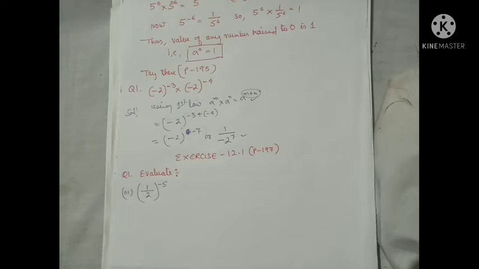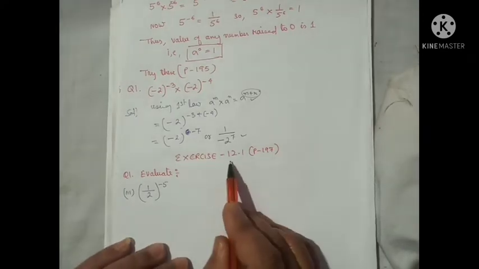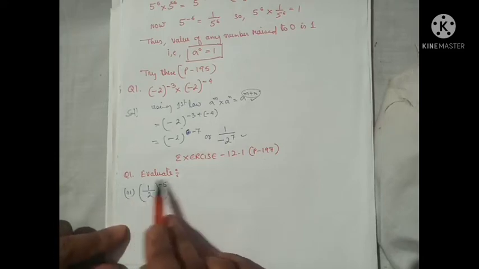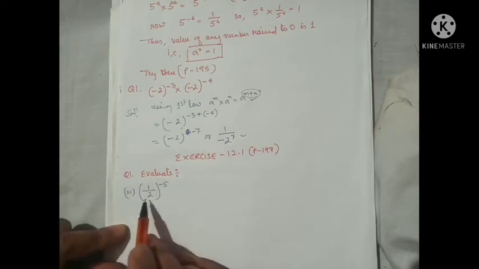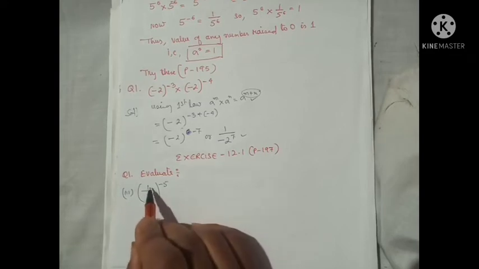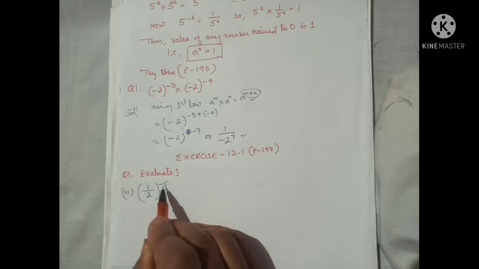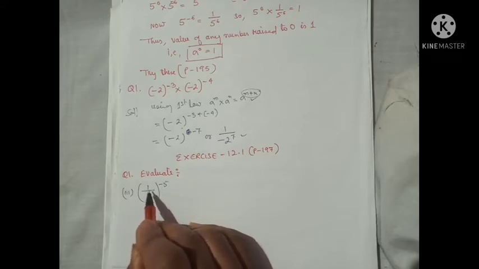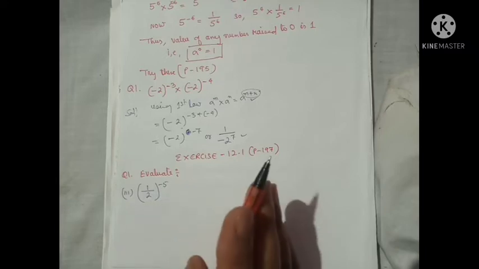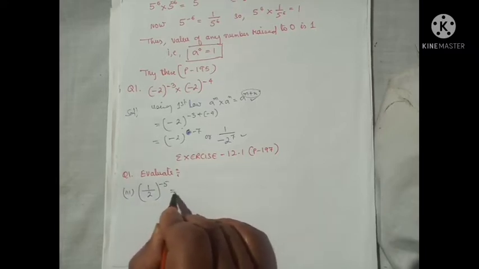Next, let's start Exercise 12.1, page number 97, question number 1, part 3: evaluate. In this question we have 1 divided by 2 to the power minus 5. That means the number 1 divided by 2 should be multiplied how many times? 5 times.